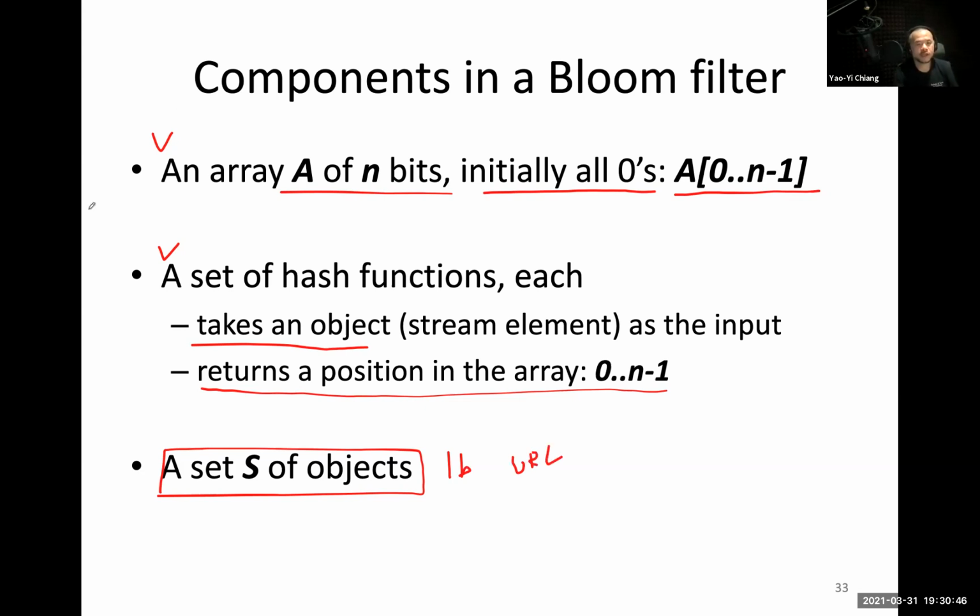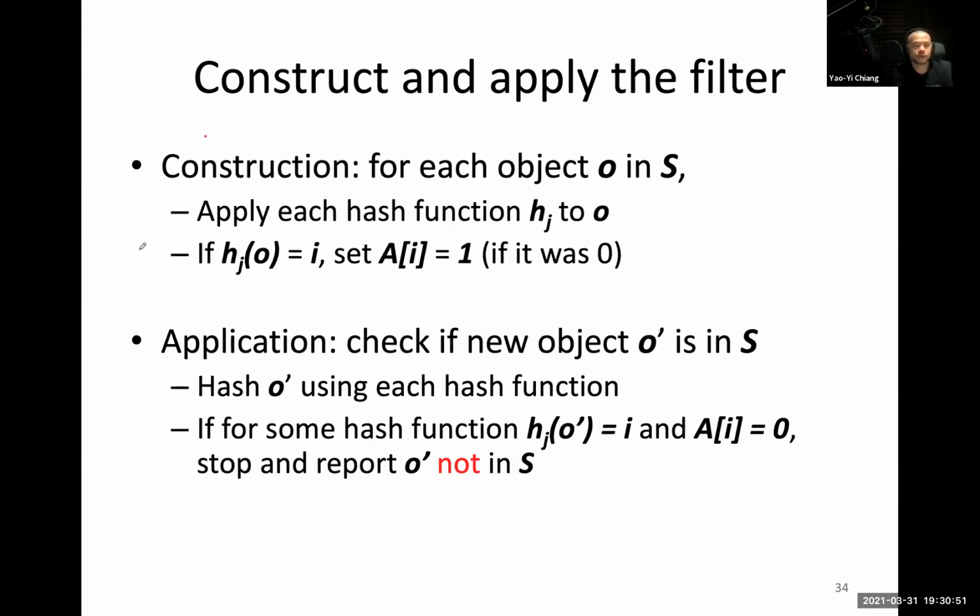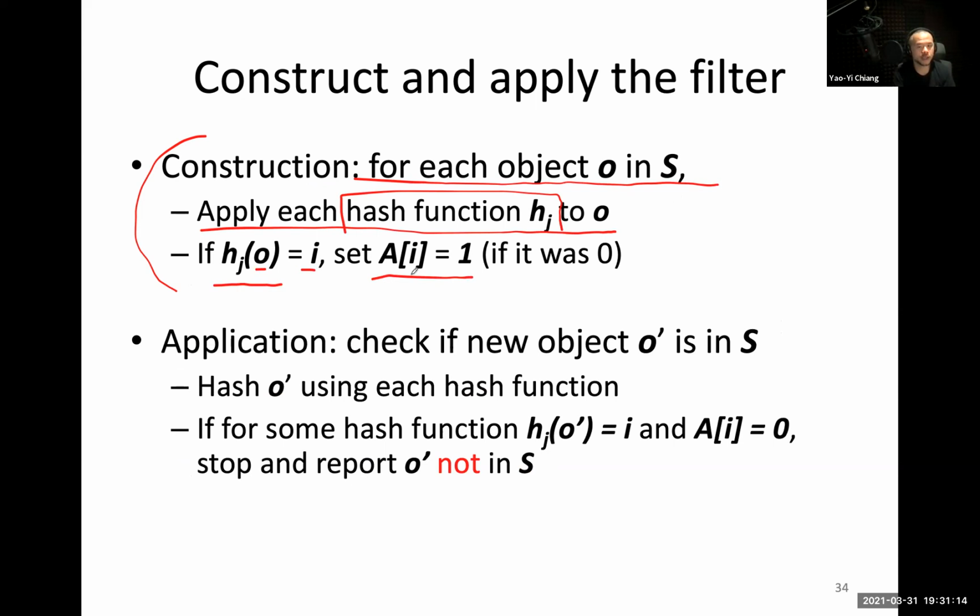So with these three things, now we are going to construct and apply the filter. The construction of the filter is easy. You take each object O in the S, you scan the entire database or archive once, you apply each hash function to O. You can have multiple hash functions. If hj, this hash function of O, returns a position i, you just set this bit array at position i as 1. Okay, if it's 0, you just leave it.